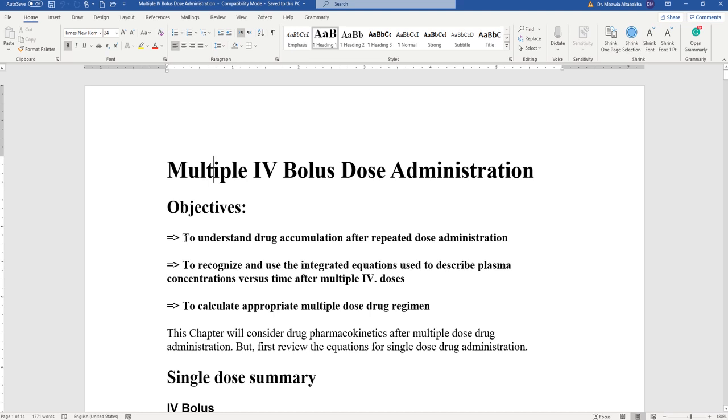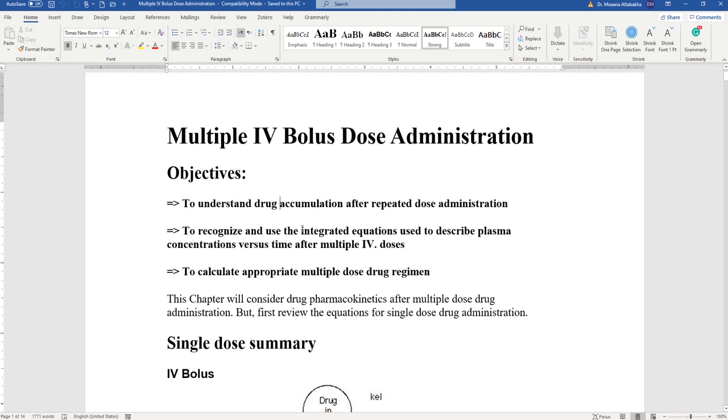What you are supposed to learn and comprehend is that with multiple dose administration, you will expect accumulation of the drug. Accumulation means the drug concentration will build up in our system. The concentration will increase with the multiple dose, similar to IV infusion. With continuous IV infusion, we have seen how the drug concentration increases until we reach the steady state concentration, where the input equals the output. Here we have a similar case.